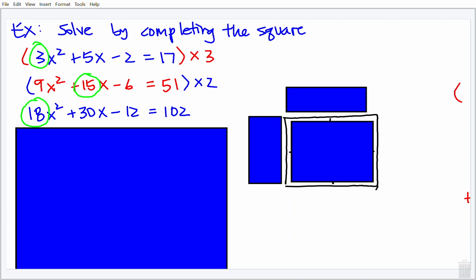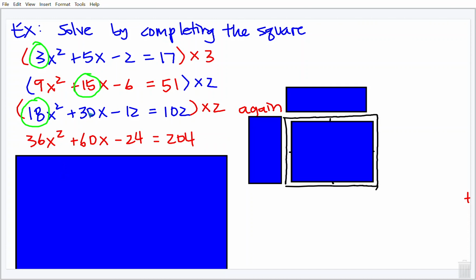Uh-oh. This 18, it's not a perfect square. Well, when life gives you an 18 and you want to make it a perfect square, what are you going to do? Let's make it happen again by multiplying both sides by 2 again. When we do that, we'll have 2 times 18 is 36, 2 times 30 is 60, 2 times negative 12 is negative 24, and 2 times 102 to get 204.